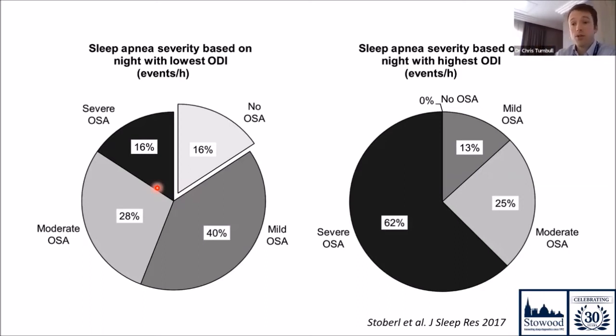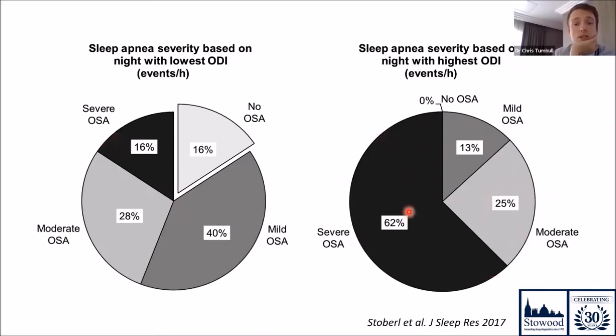And the last night they were performing an overnight polygraphy. So we didn't look at that night. So looking at nights 2 to 13 of CPAP withdrawal, if you look at the left-hand diagram, you've got the sleep apnea severity based on the lowest ODI, and then on the right, you've got the severity category based on the highest ODI. And what you see is there's huge variation.